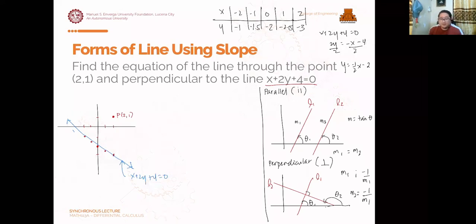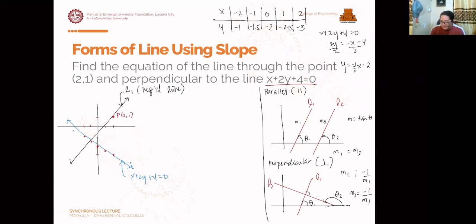Okay? Ngayon, yung kailangan natin is yung equation ng line na perpendicular dun sa line na yan at magpa-pass through doon sa 2, 1. So, yung line na yon magpa-pass through dito and then perpendicular doon. So, ito yung line na hinahanap natin. Ito yung ating required line.